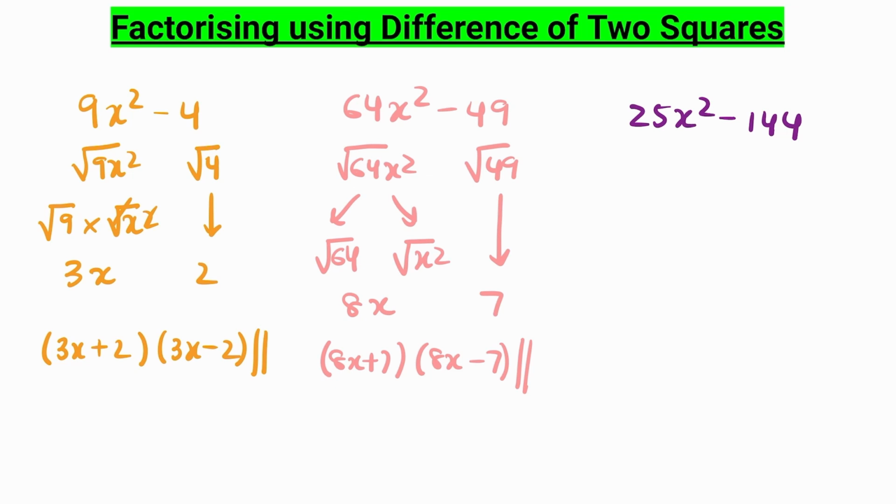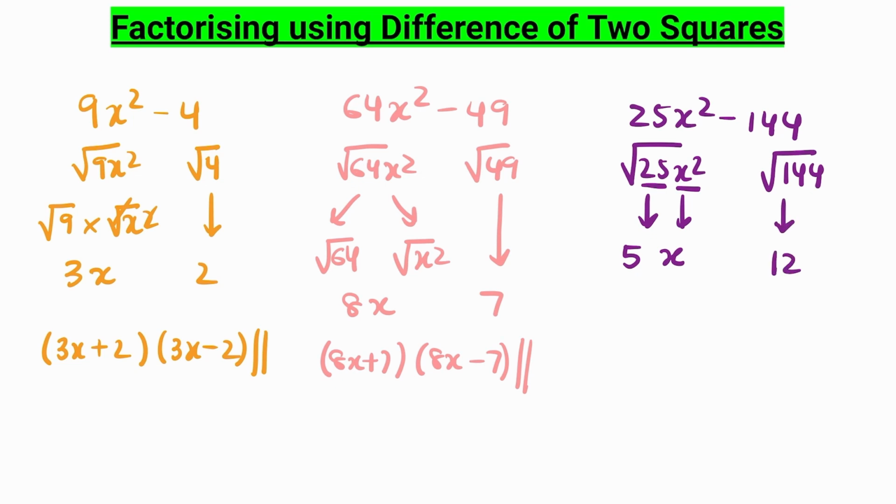First of all, take the square root of each of the terms. Square root of 25x squared and square root of 144. Now a simple method to get the square root of 25x squared or any other term like this: take the square root of 25 and the square root of x squared. What is the square root of 25? It's just 5. And what is the square root of x squared? It's x. Square root of 25x squared is 5x. And in the second part, square root of 144, it's 12, because 12 squared is 144.